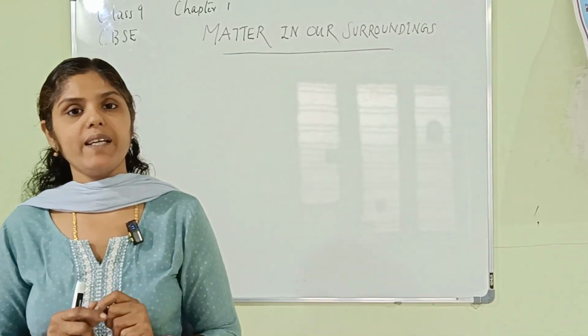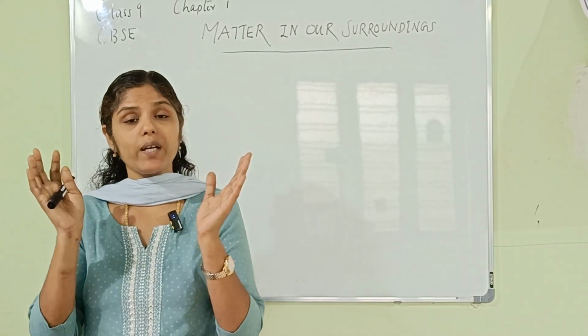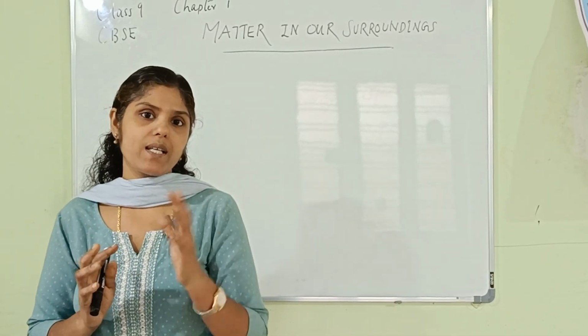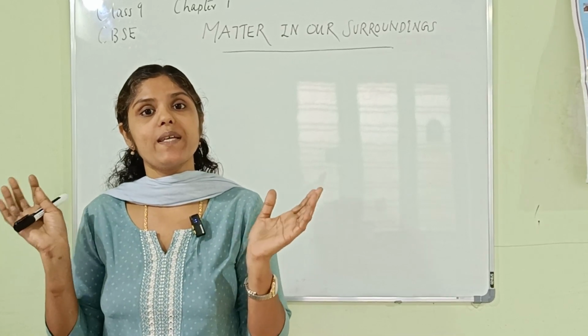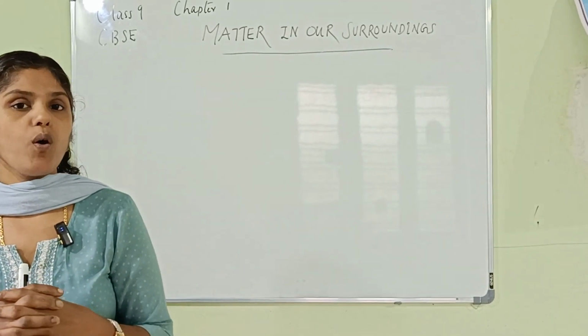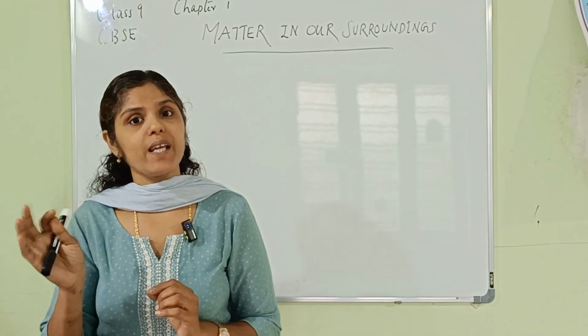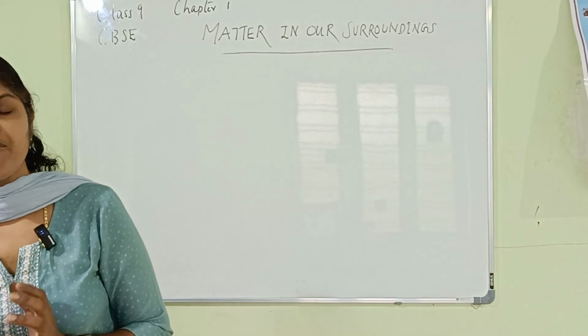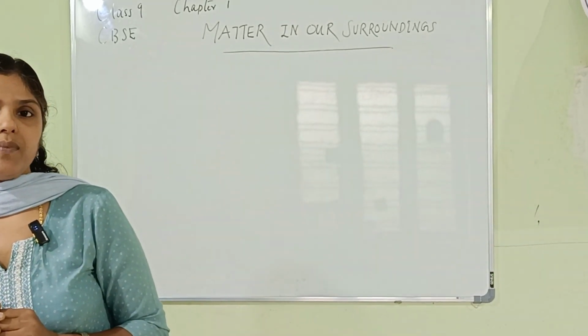First one, what we studied, that means you know what is matter. We have already studied what is matter in small classes. Matter is anything that occupies space and has mass or volume. And you also know that matter can exist in three forms. Mainly it can exist in three forms, which are solid, liquid and gaseous.